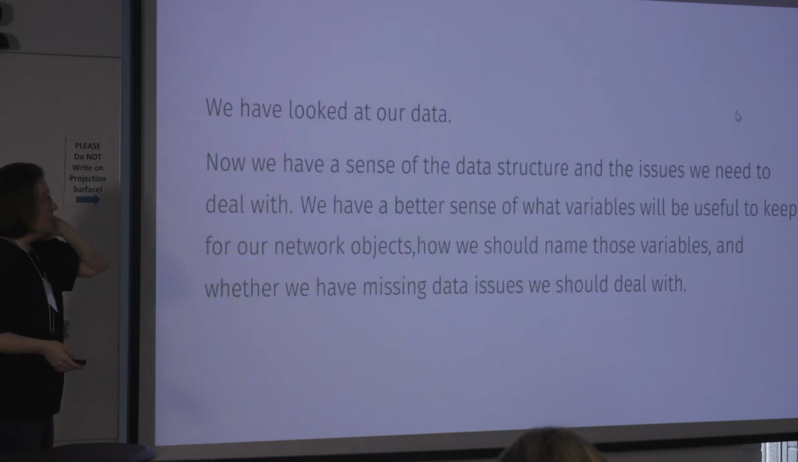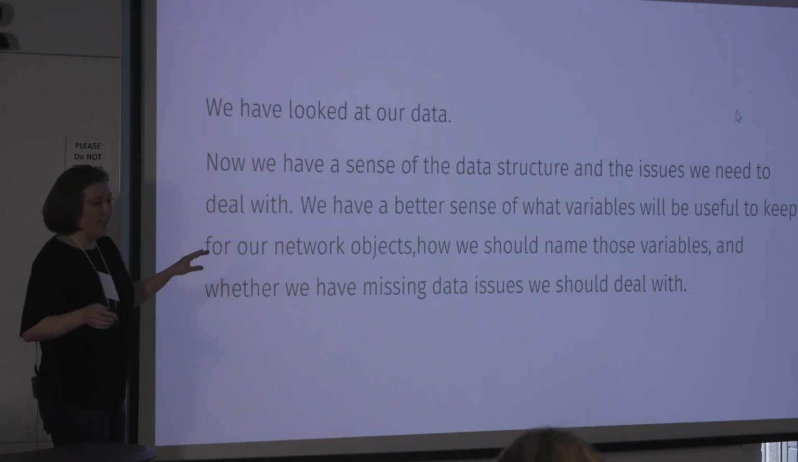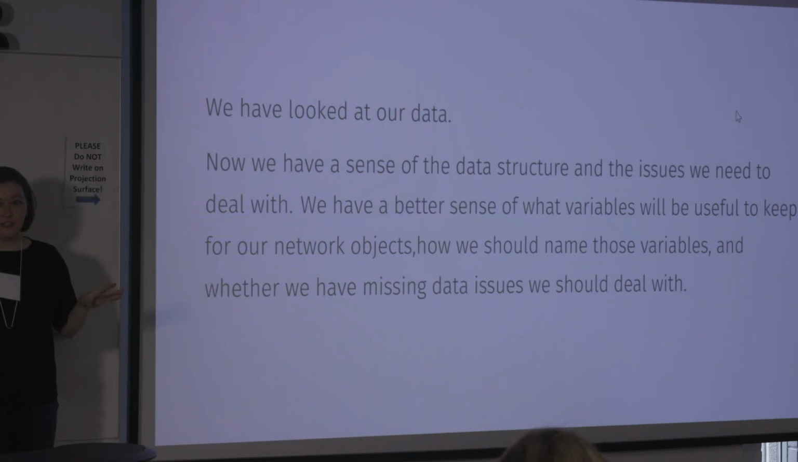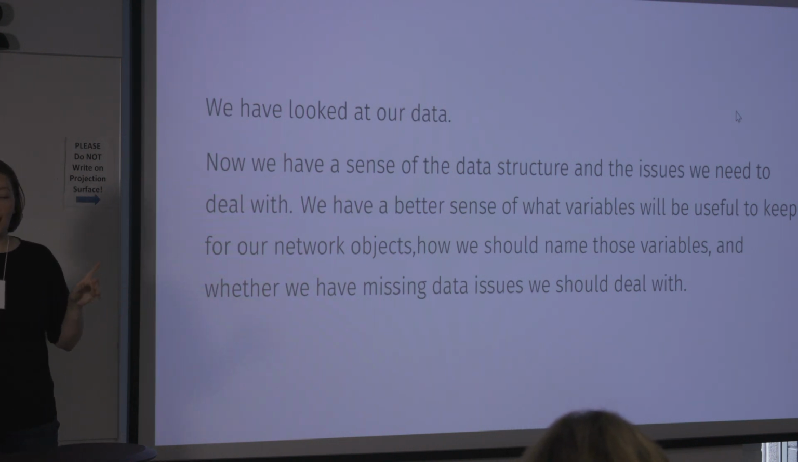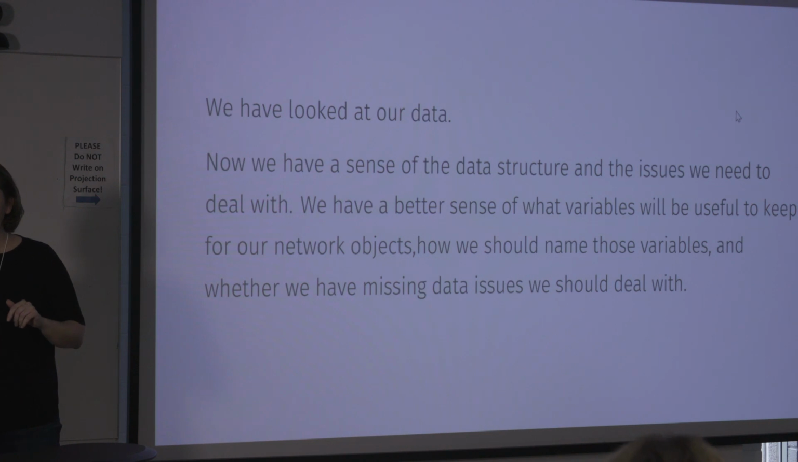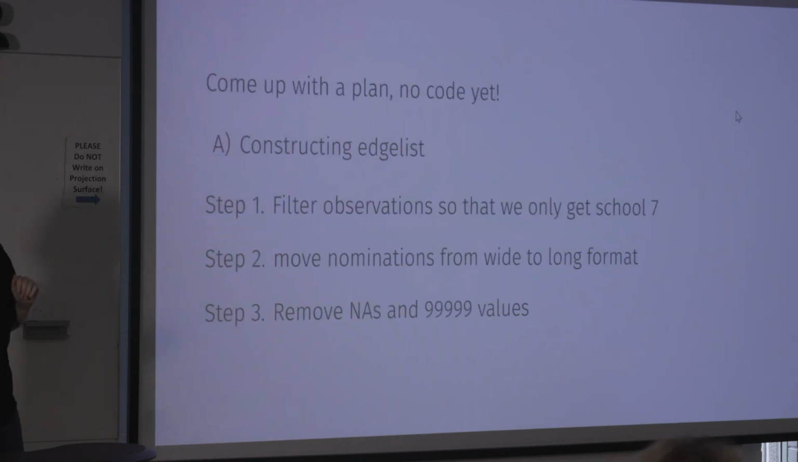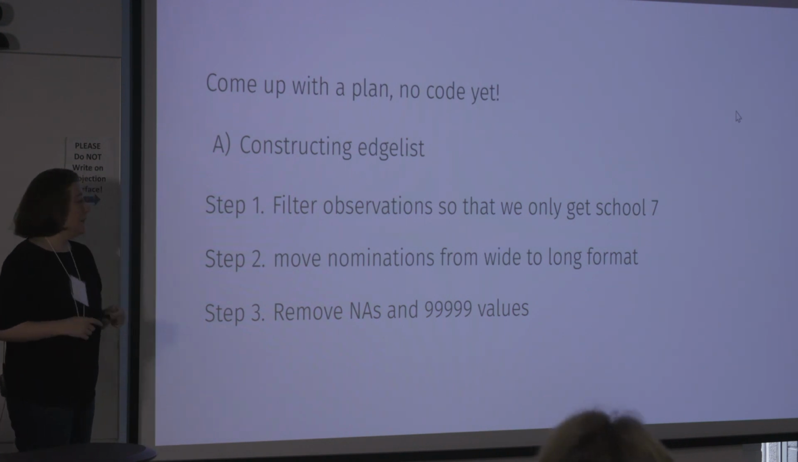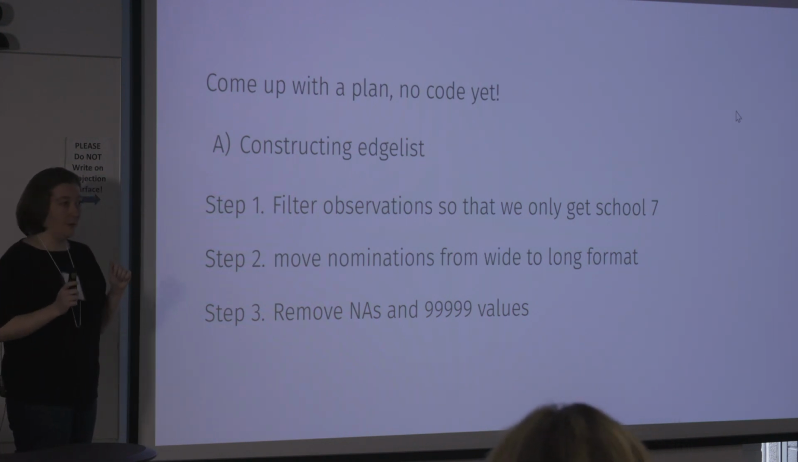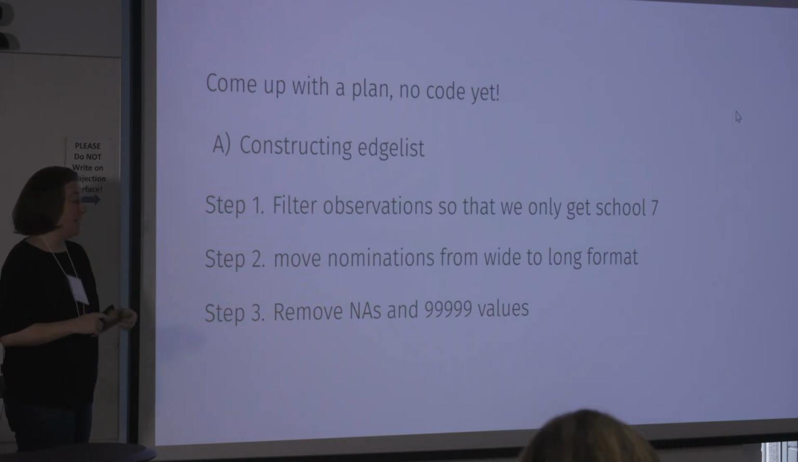Okay, so we've looked at our data. We have an idea of what the structure is, and so now we need to deal with it. Again, we're not going to jump into coding straight away. We're just going to make a plan of what we're going to do. Again, I'm going to do an edge list for this example. You could do an adjacency matrix if you wanted to. I find edge lists easier to work with, at least for this type of friendship nomination data.